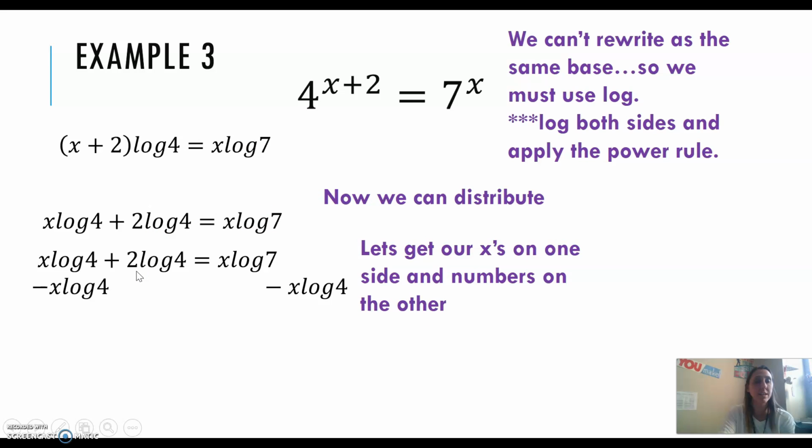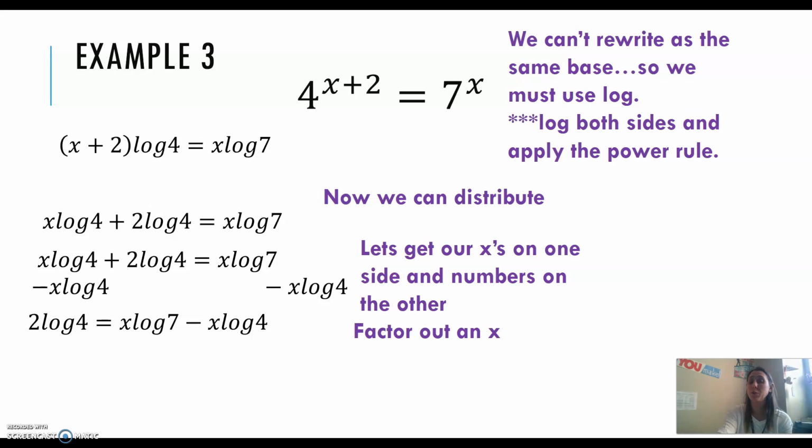on the other. So we're going to subtract. Just to make it easier, I'm just going to subtract x log of 4 on both sides, and I end up with 2 log of 4 is going to be equal to x log 7 minus x log 4. Then we're going to factor out an x, because notice that they're both being multiplied by x. That gets the x on the outside so that I can divide it.